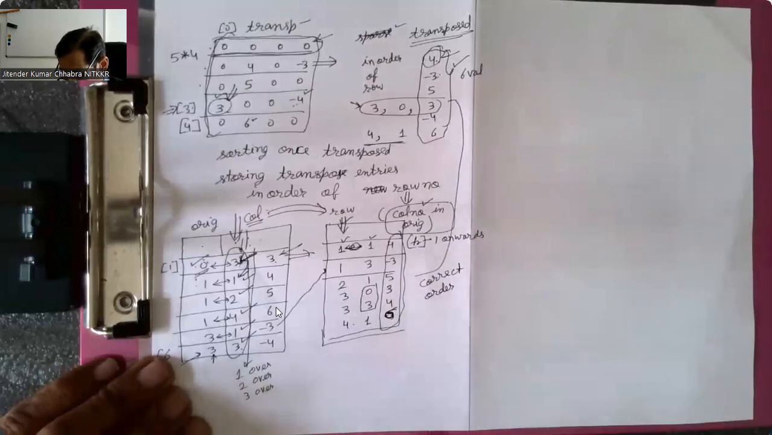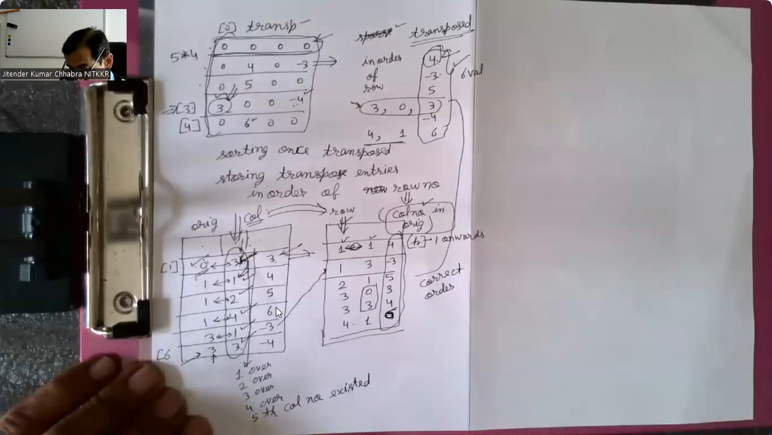So that is the logic. Of course, after 4 also I will not stop. If a fifth column number existed, then I should check for the fifth column number also. They may have an entry, they may not. If a sixth column existed, I must check that also. So I can't just stop at 4.